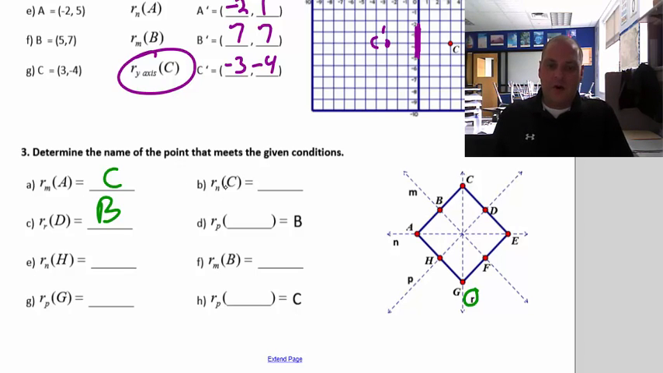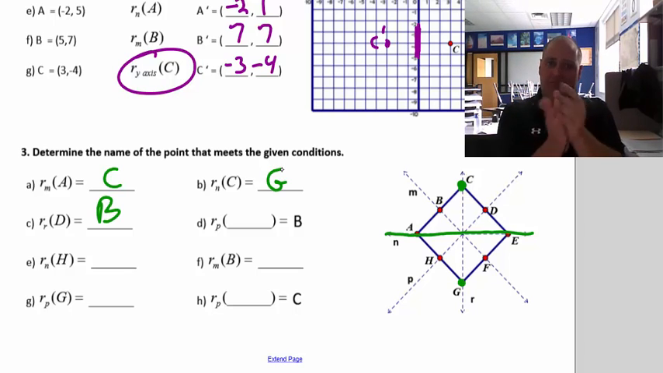Here's B here. All right, so reflection in line N. Line N is this line, and we want point C, so fold along that line. What does point C do? Point C, if you fold along that line, goes to G. Some of you are just going to be able to see it. Some of you actually need to fold it, whatever it is, okay?